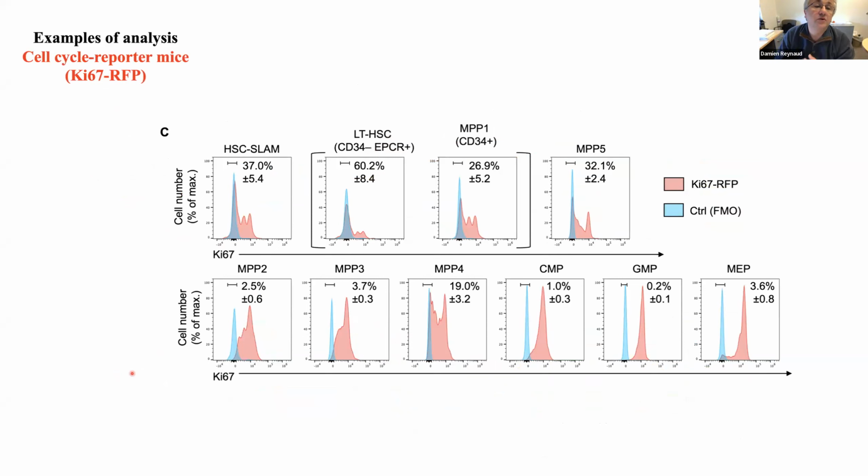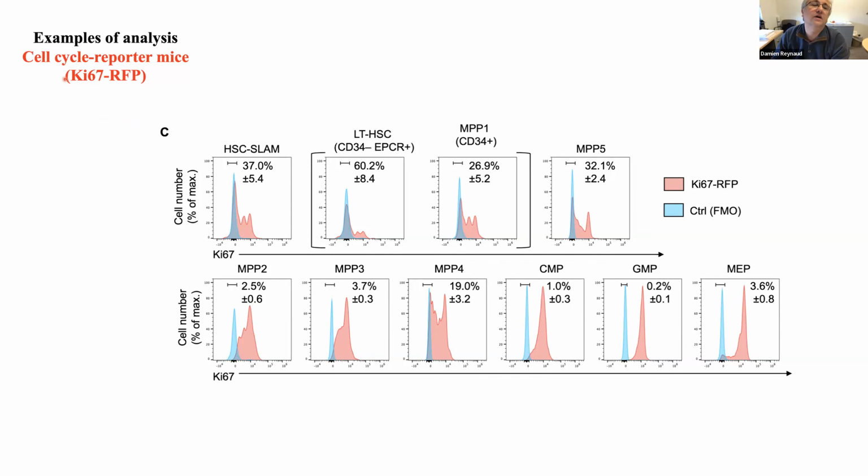More recently, we have also combined an adaptation of the panel that I showed you with a cell cycle reporter mouse. It's a mouse which has an RFP, a red fluorescent protein, knocked into the Ki67 locus. Ki67 is a very well-known marker of cell cycle, which is downregulated at the G1 phase and upregulated in G2/M phase of the cycle.